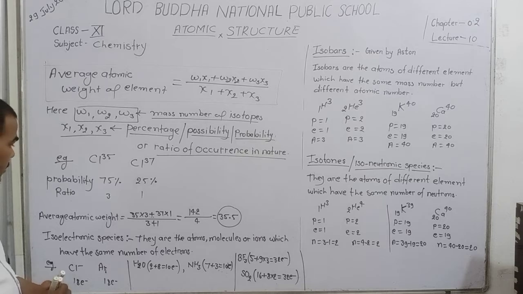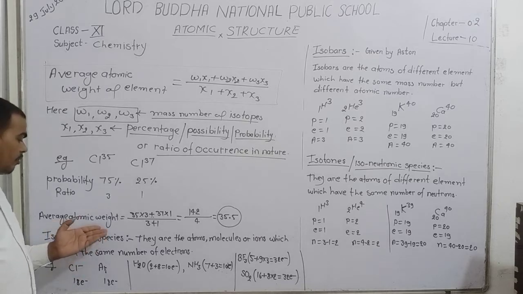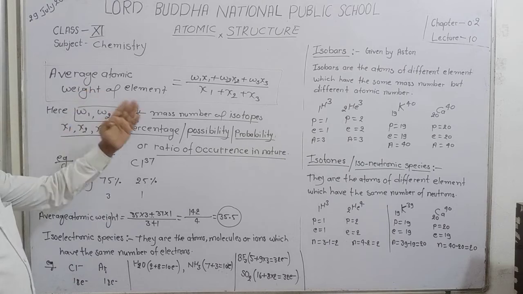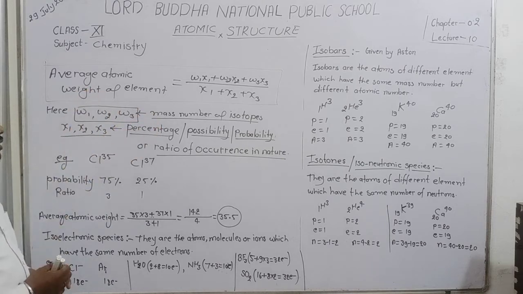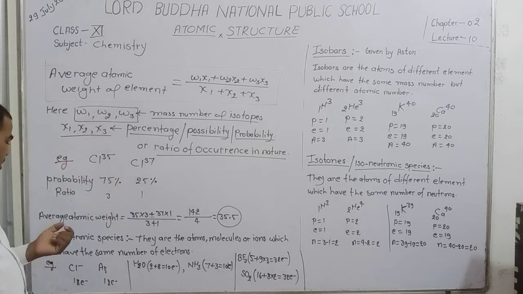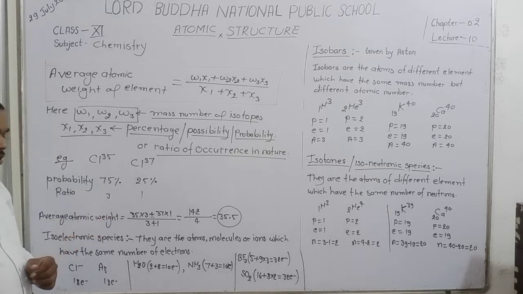Dear student, again, for finding the average atomic weight, put the mass numbers and the percentage ratio, probability ratio or ratio of occurrence in nature of the isotopes in this formula, and we obtain the average atomic weight.